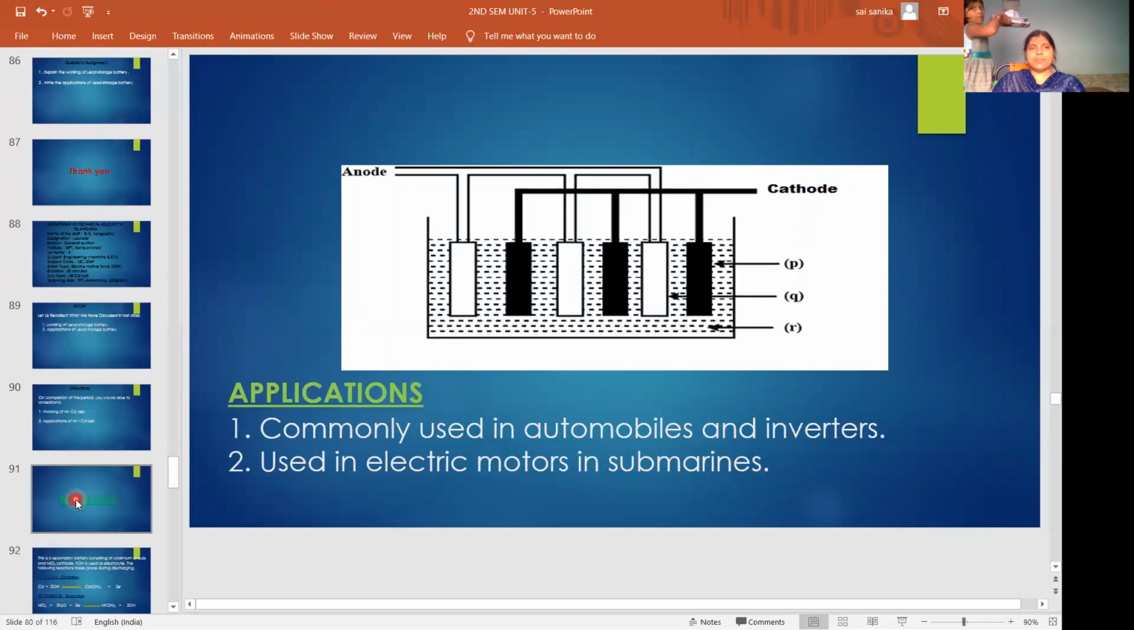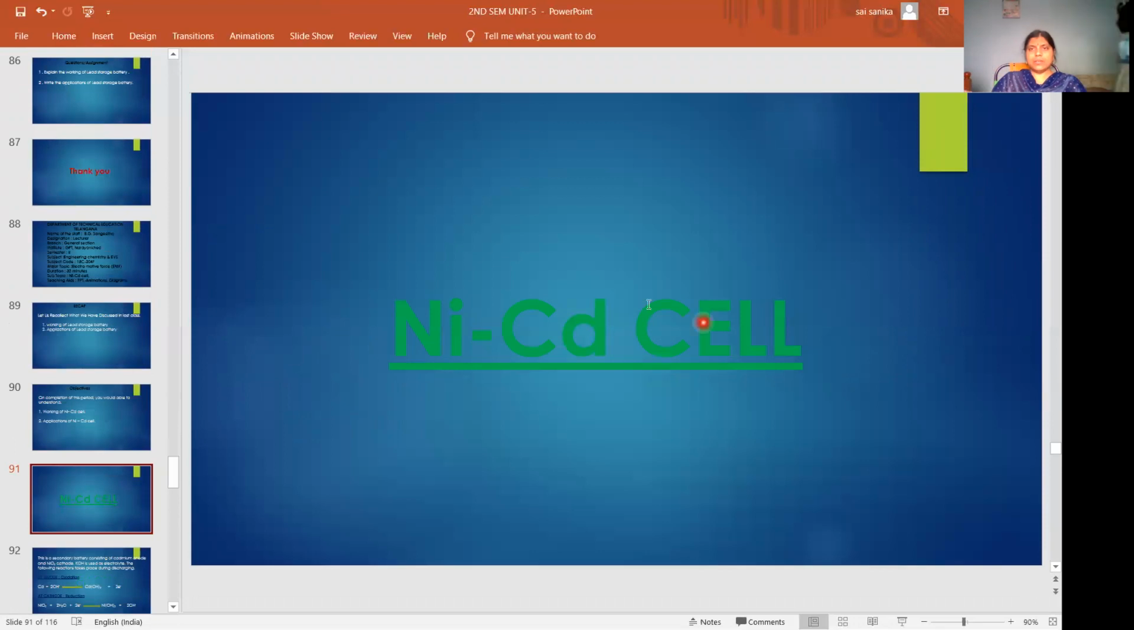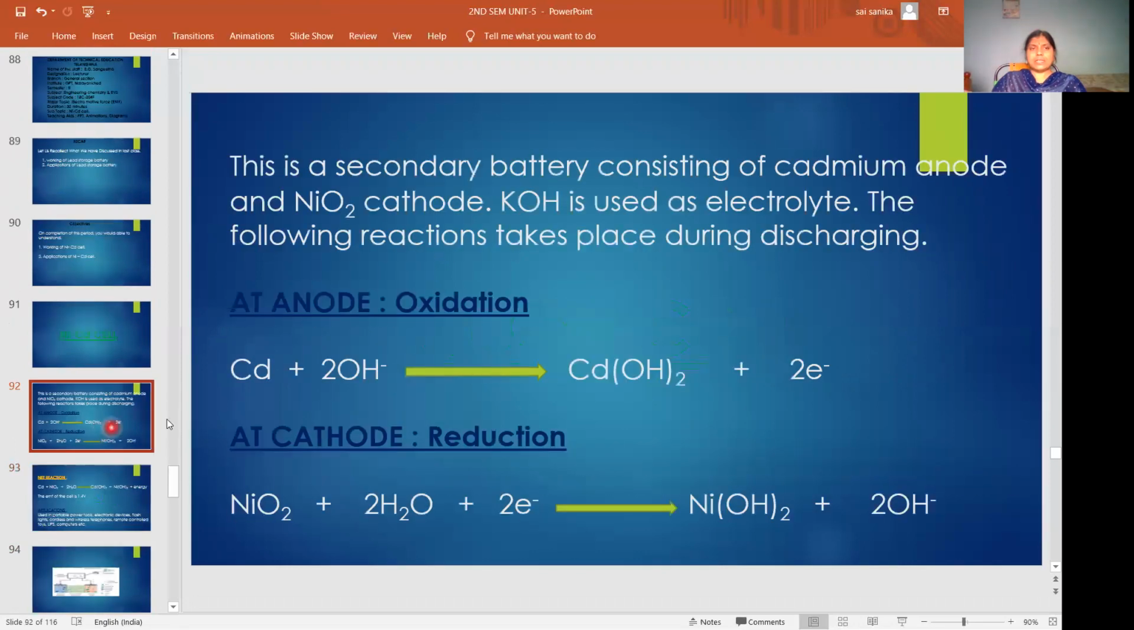Okay. So today's topic is nickel cadmium cell. So this is also a secondary cell. That means it is also rechargeable and reused again and again. So here, which one is anode? Cadmium is anode. Nickel oxide is cathode and KOH is electrolyte. And the reactions. Cadmium is undergoing oxidation. Nickel oxide is undergoing reduction. So cadmium is converting into cadmium hydroxide. So it is reacting with OH hydroxy ions and converting into cadmium hydroxide and 2 electrons are released.